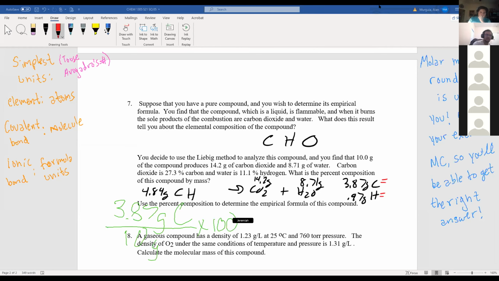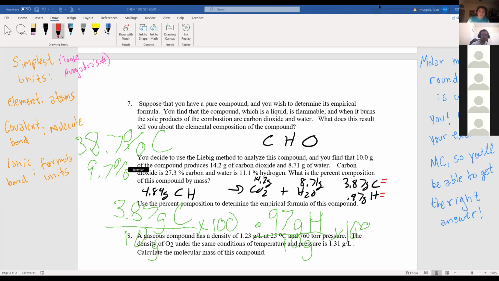38.7% carbon. And then we would do the same thing with hydrogen. 0.97 grams of hydrogen over 10 grams times 100. So what will be our percent composition of hydrogen? 9.7%.